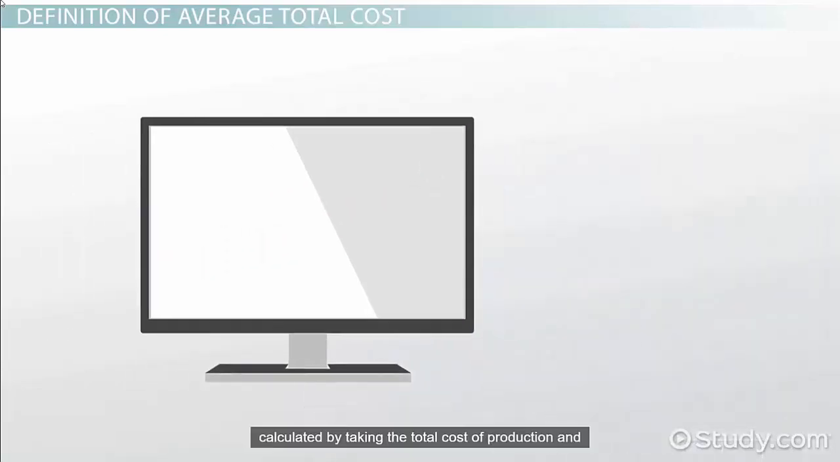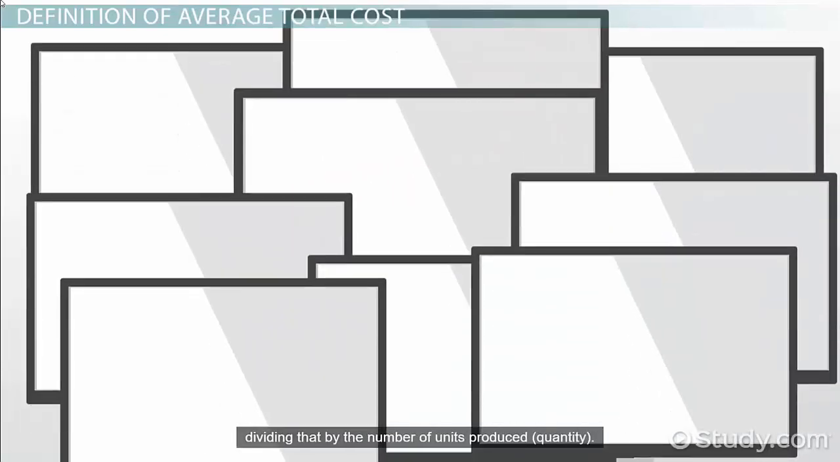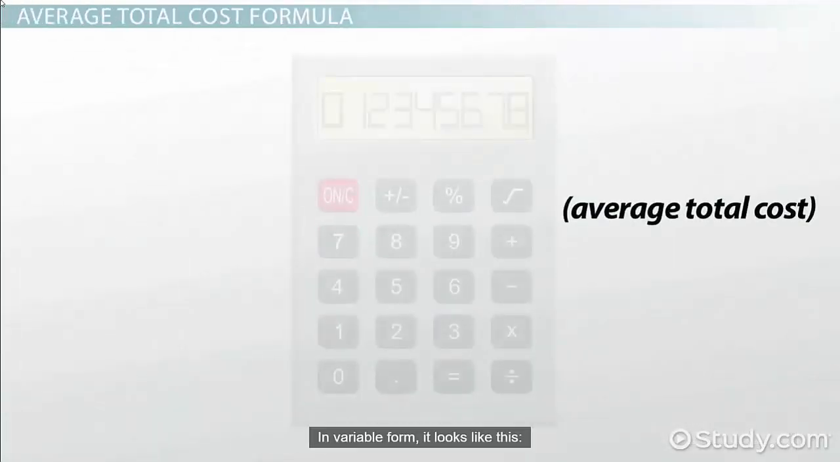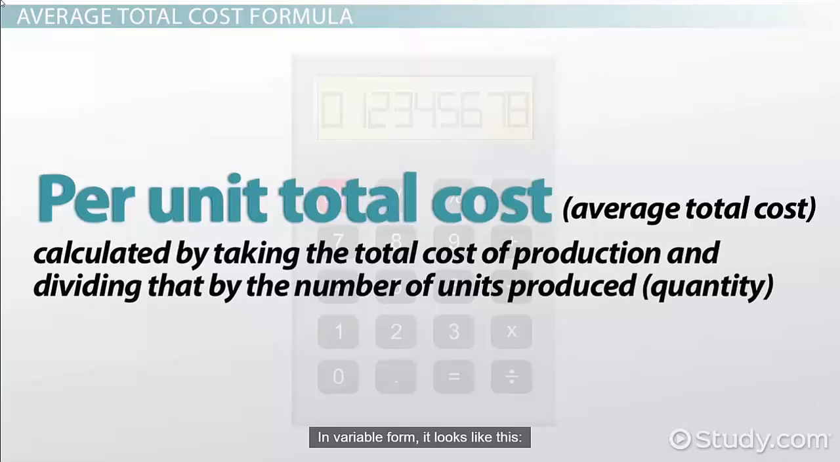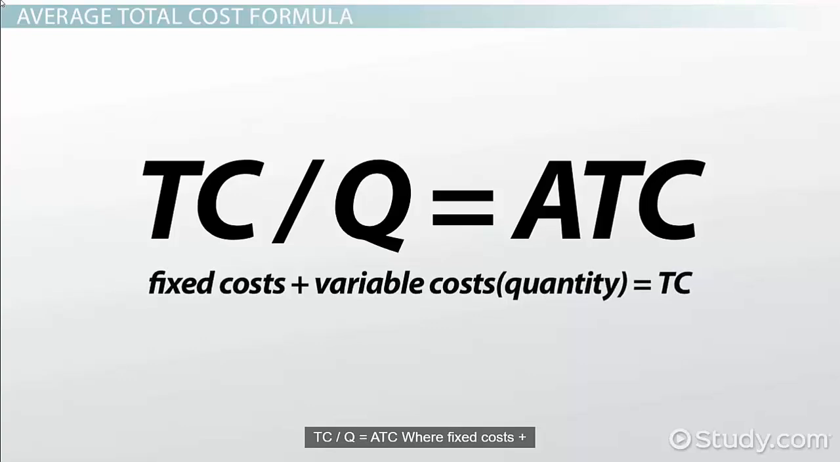It doesn't matter if 1 monitor is made or 100. The cost of the facility and equipment will remain fixed. The average total cost is sometimes referred to as the per unit total cost, since it is calculated by taking the total cost of production and dividing that by the number of units produced, quantity. In variable form, it looks like this. TC divided by Q equals ATC, where fixed costs plus variable costs, times quantity, equals TC.